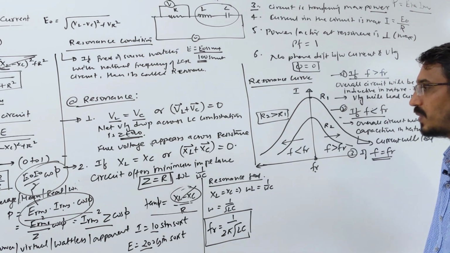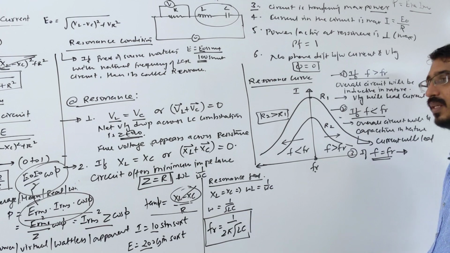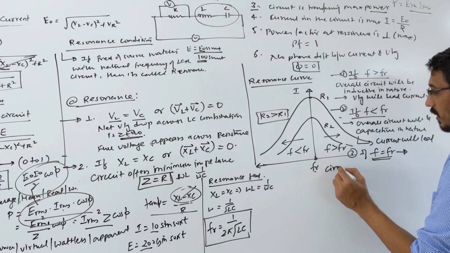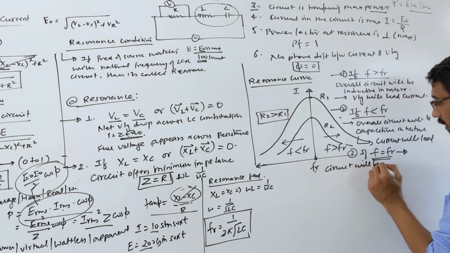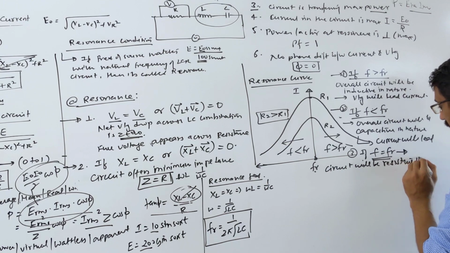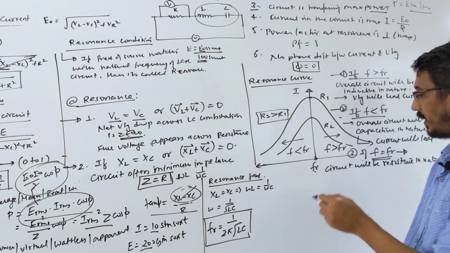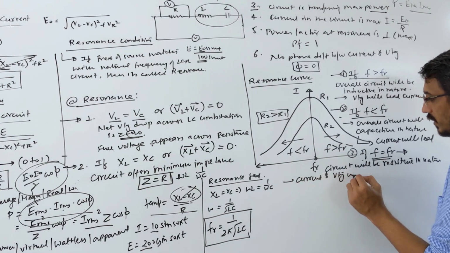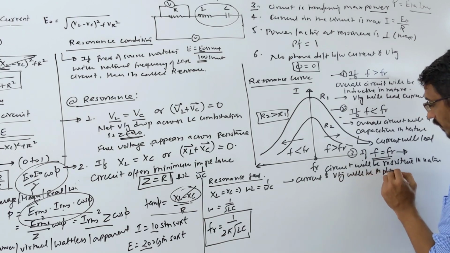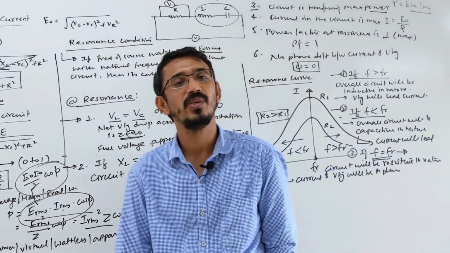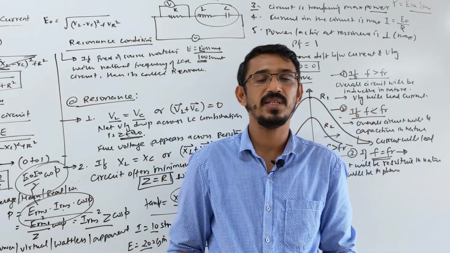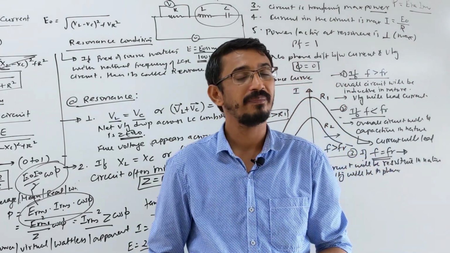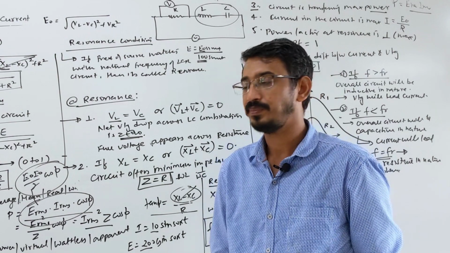Third simple case, if F is equal to FR, means we are talking about resonance frequency only, then you know that the circuit will be overall resistive in nature, no inductive, no capacitive. So write here carefully that the circuit will be resistive in nature. And who will lead? No one will lead. Current and voltage will be in phase. If supplied frequency is equal to resonance frequency, the circuit is under resonance condition. In this condition the circuit is resistive in nature, and current and voltage will be in phase.